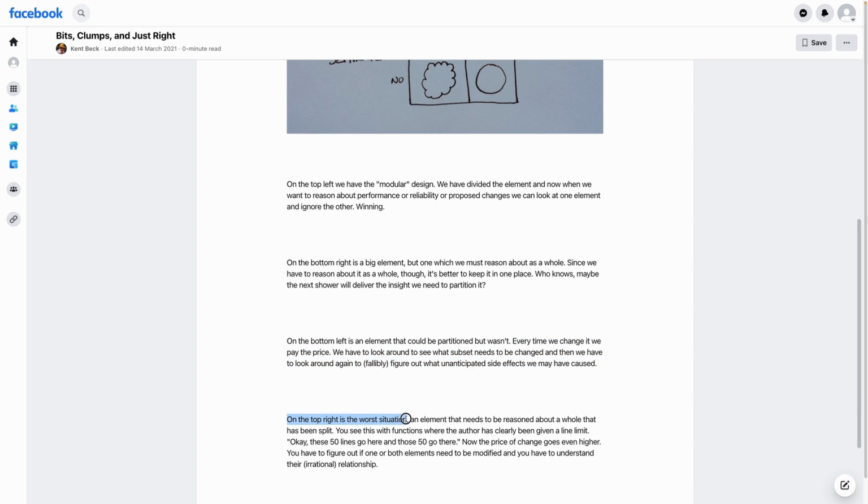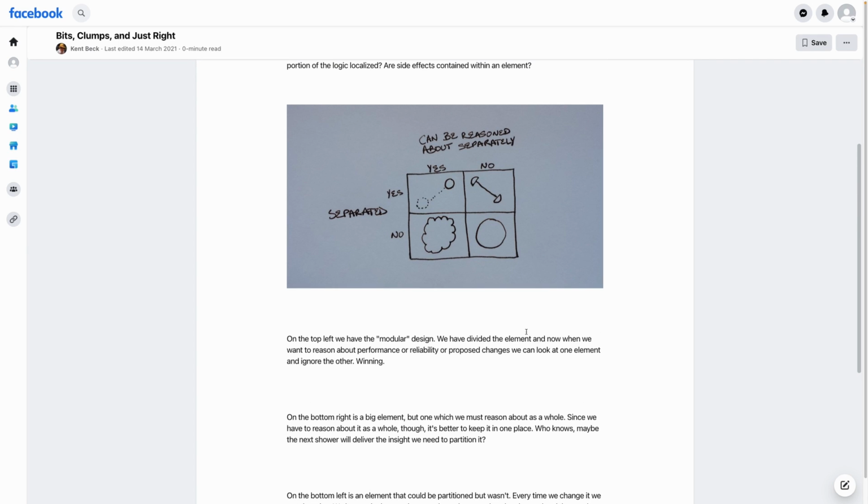On the top right is the worst situation, an element that needs to be reasoned about as a whole that has been split. You see this with functions where the author has clearly been given a line limit. Okay, these 50 lines go here and these 50 go there. Now the price of change goes even higher. You have to figure out if one or both elements needs to be modified, and you have to understand their irrational relationship. So that is over here. The worst place to be.